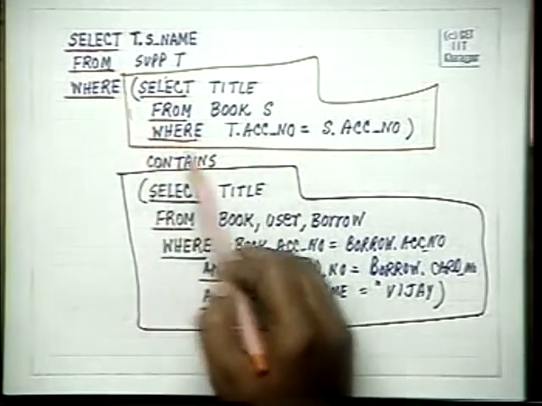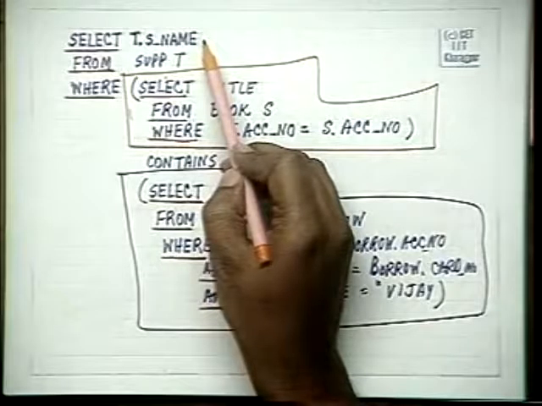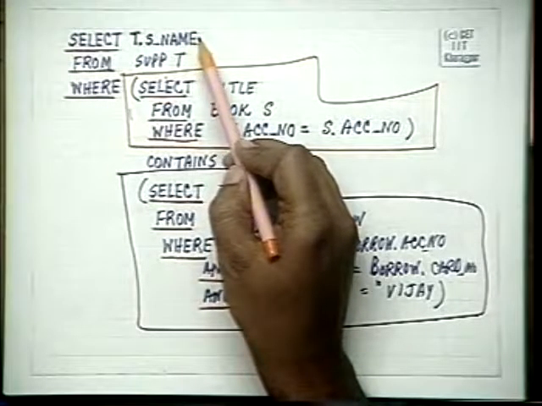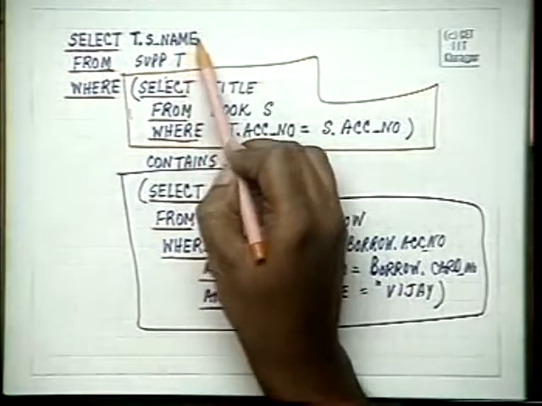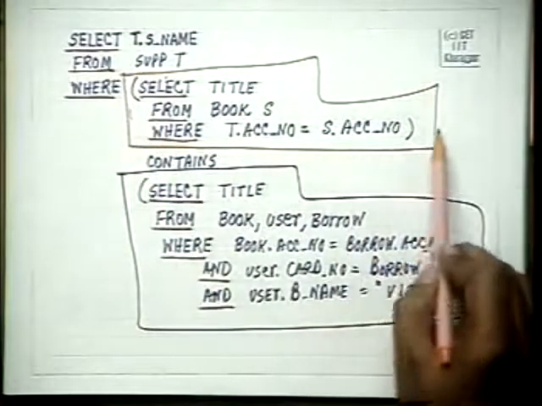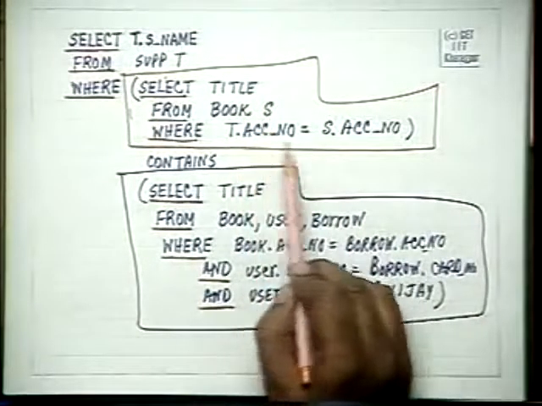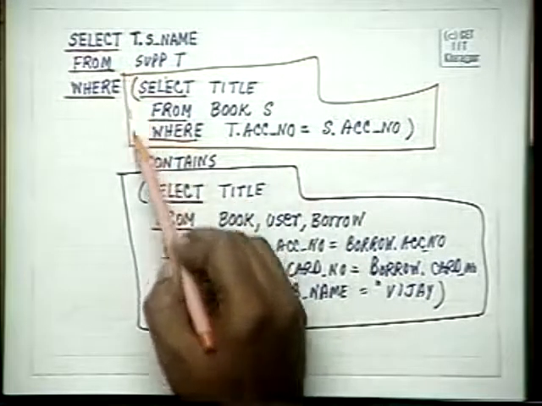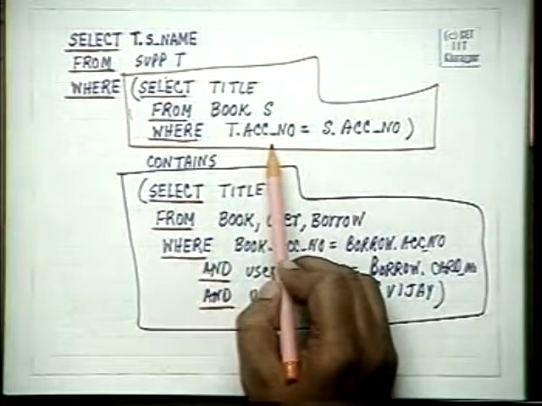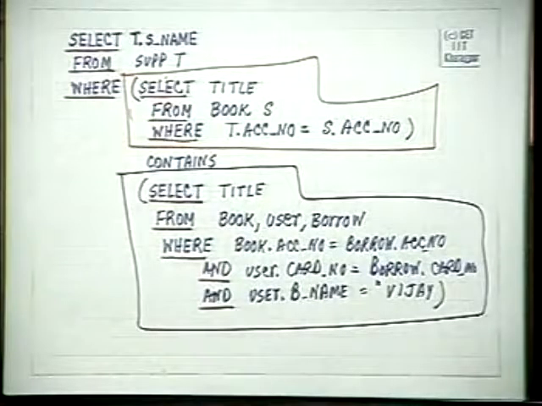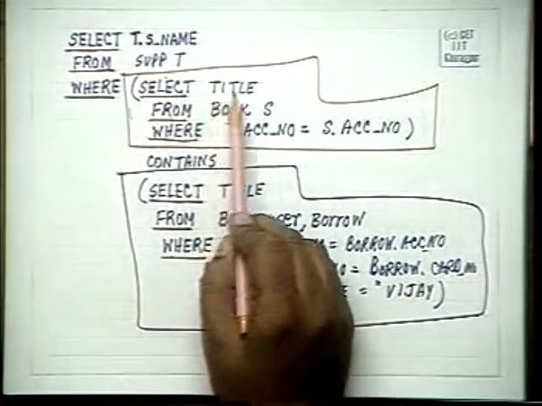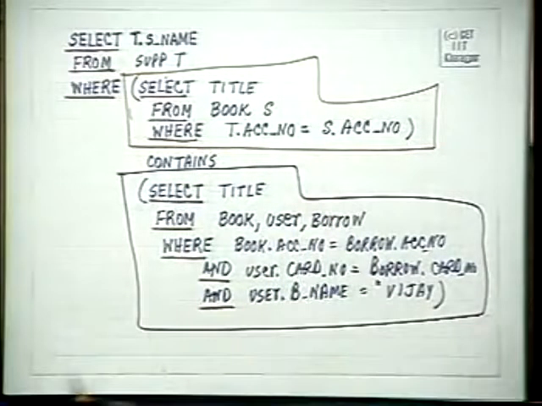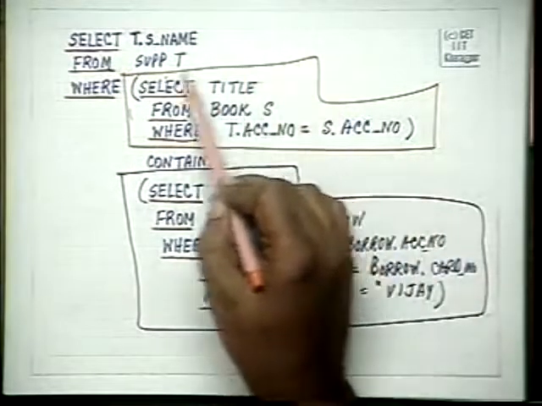Okay? This part, let us understand it from the tuple relational calculus point of view. Suppose in my answer I have got Narosa. This gives me Narosa, Allied, and three-four things it gives me. Then for Narosa, this part will give me the title of all the books which is supplied by Narosa. This part will give me the title of all the books supplied by Narosa, if Narosa is there in my answer, because I have said select T.S name from sub T, where select title from book, where T.accession number equal to S.accession number. So this part will give me the set of all books supplied by Narosa.